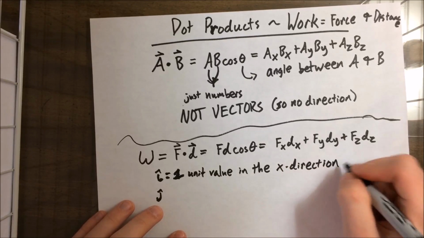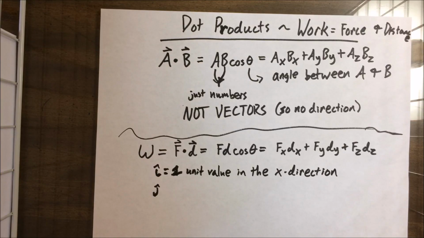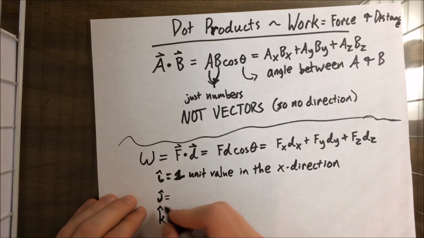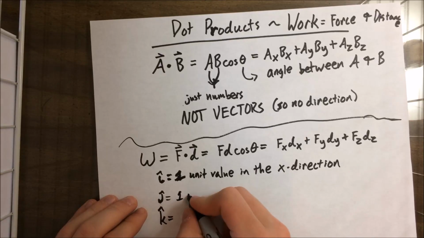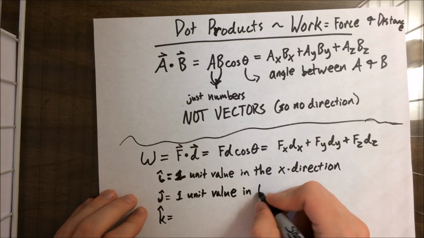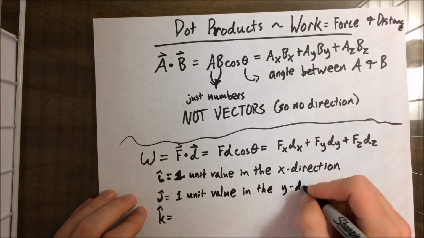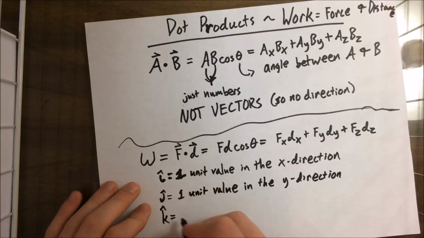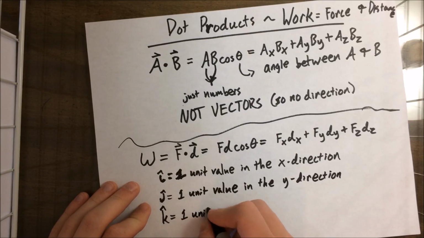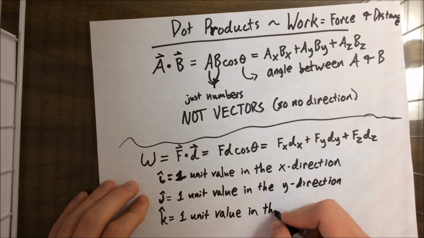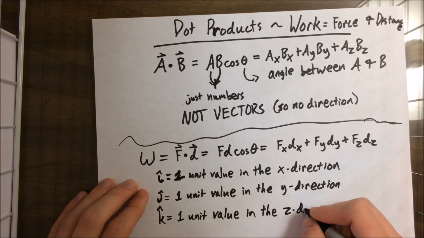And these, they don't mess with your math at all, except to know where to put numbers in equations. So then j hat, that's 1 unit value in the y direction, and then the last one is k hat, and that's for the z direction. Okay, and then k hat is 1 unit value in the z direction.